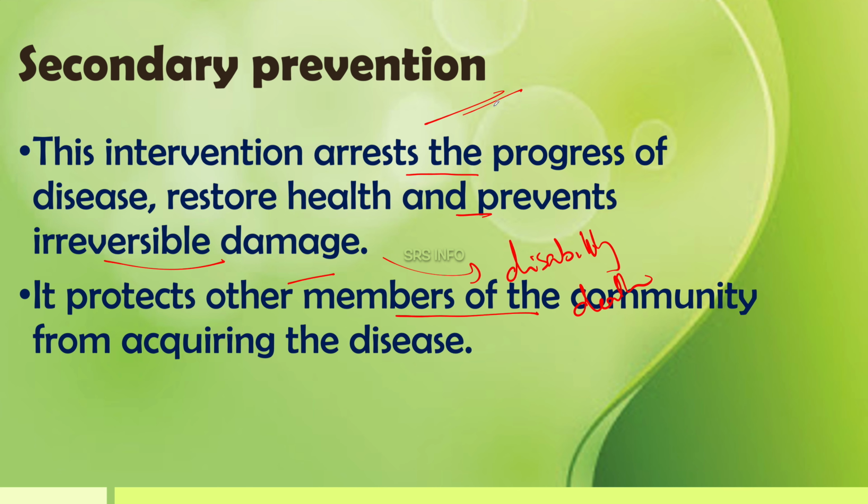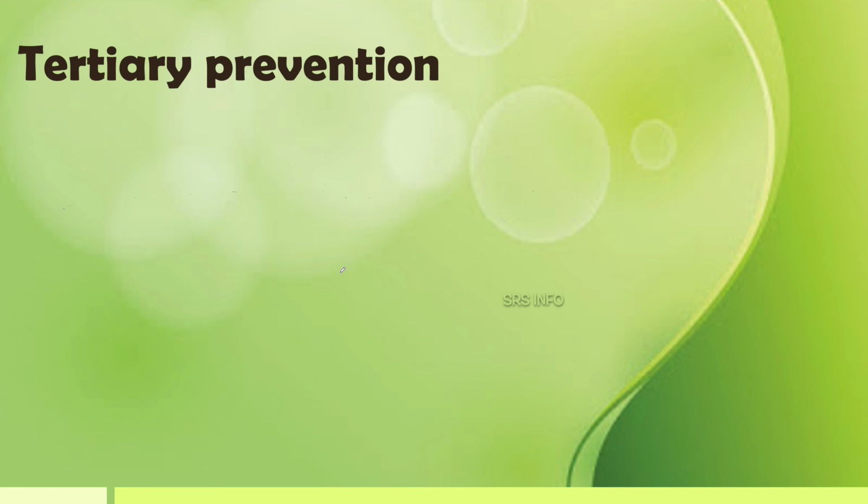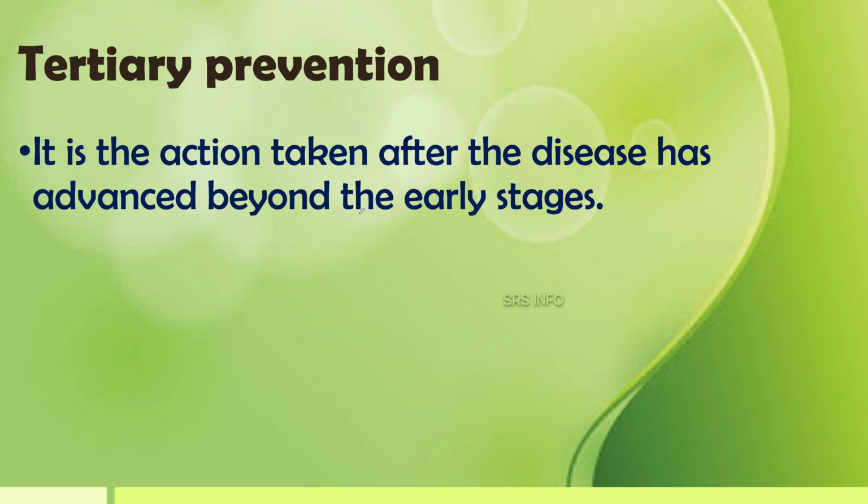It is very essential to diagnose the disease and take the proper treatment at proper time, taking proper medicines. Clear? So in the community pharmacy and the community healthcare sector, secondary prevention plays a very, very important role. The third and last one is tertiary prevention.